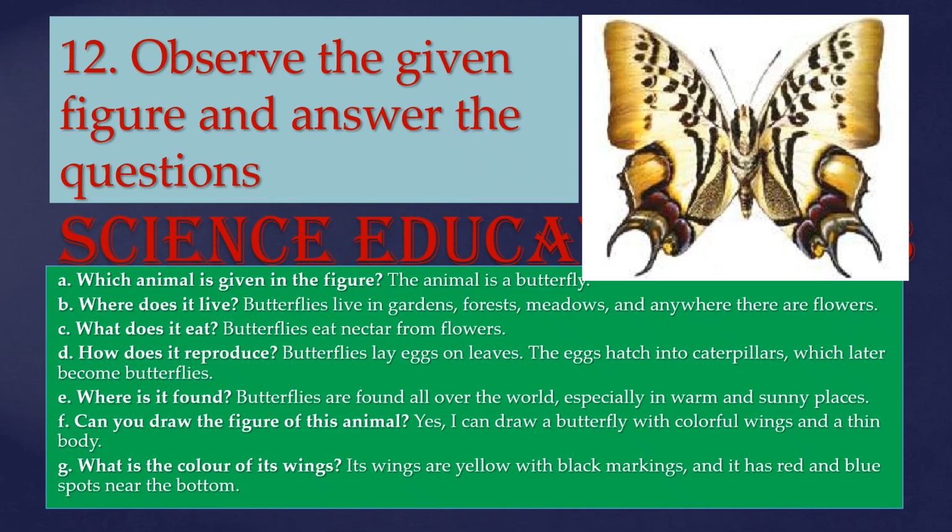How does it reproduce? Butterflies lay eggs on leaves. The eggs hatch into caterpillars which later become butterflies. Where is it found? Butterflies are found all over the world, especially in warm and sunny places. Can you draw the figure of this animal? Yes, I can draw a butterfly with colorful wings and a thin body. What is the color of its wings? Its wings are yellow with black markings and it has red and blue spots near the bottom. For question F, you have to draw the butterfly in your book.